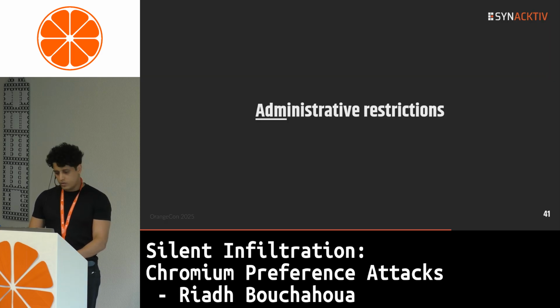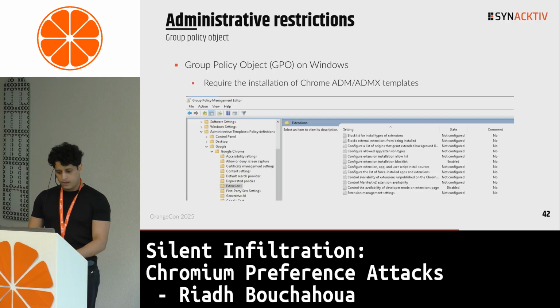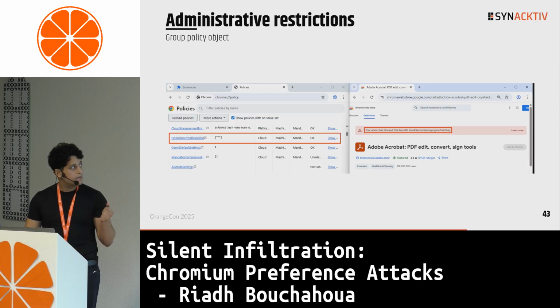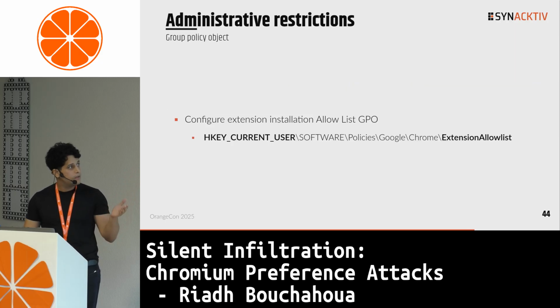Okay, so now we are going to see the administrative restrictions that you can put in place. We have group policy objects on Windows, so we need to install the Chrome administrative templates, and we can basically allow certain extensions with allow lists and block lists. We can verify that through the Chrome policy. So indeed, we have blocked all the extensions with the extension install block list.